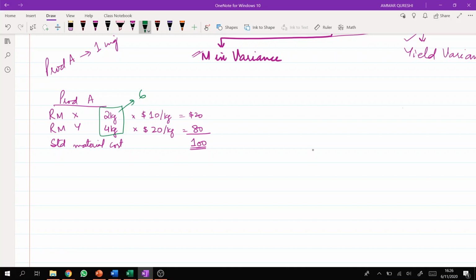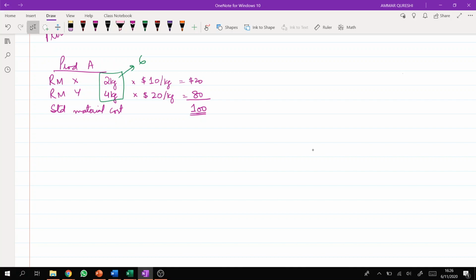What do you mean by changing the proportion? Since they have the authority to change the mix of the ingredients, instead of inputting material in this proportion, they can input more of raw material X. They have seen that raw material X is cheaper and raw material Y is expensive. So they reduce the quantity of Y and increase the quantity of X in order to save the cost.